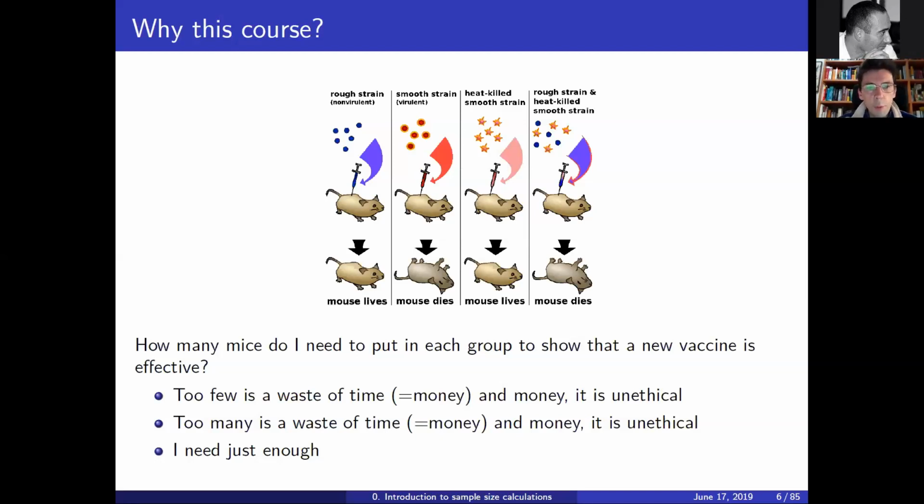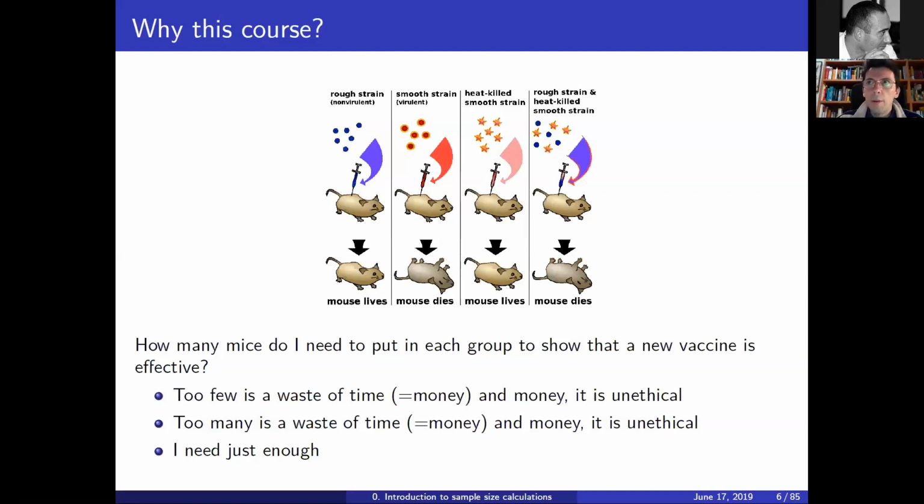And if you use too many, it is also a waste of money and a waste of time. And it is also unethical because you will prove what you want. If your vaccine is really useful, you will be able to show it. But it is unethical because you could have done that with many fewer animals. So you just need enough animals. Not too few, not too many. And that is the objective of these equations.